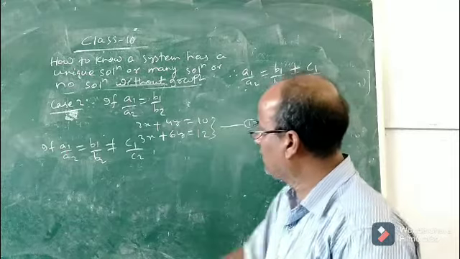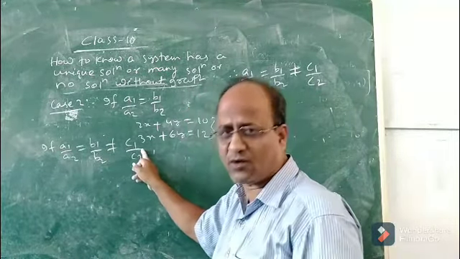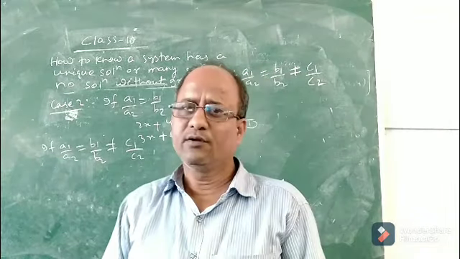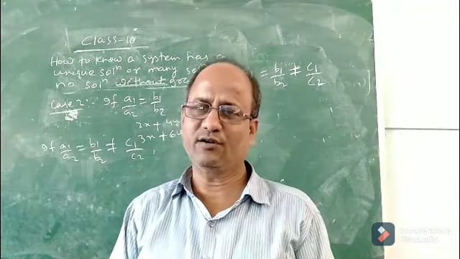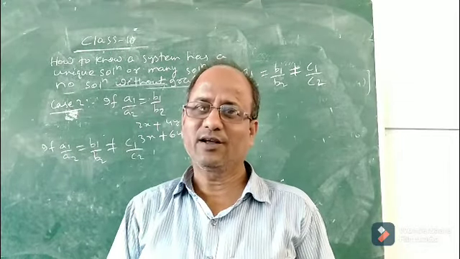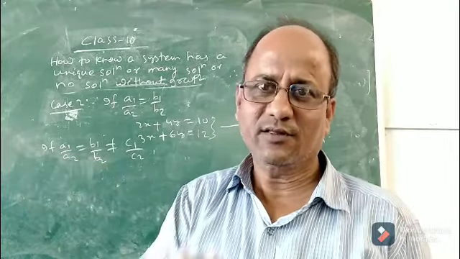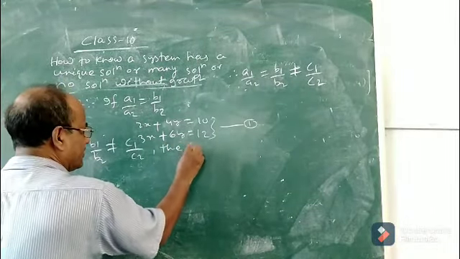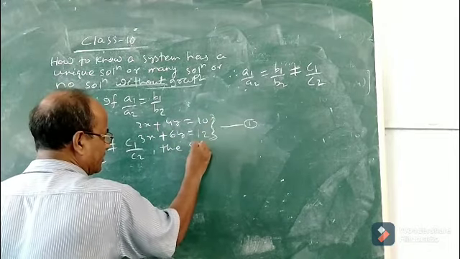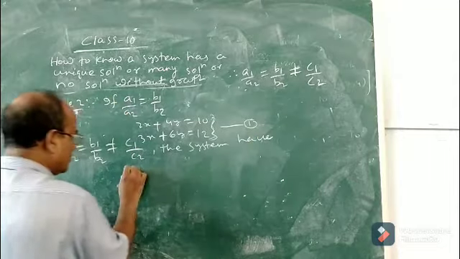See, now as A1 by A2 equal to B1 by B2, both are not equal to C1 by C2, the system will have what? Do you think it will have many solution or it will have no solution? Clearly the system will have no solution. The system means these two linear equations.